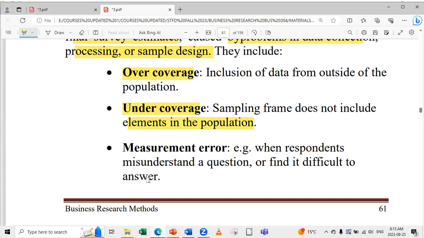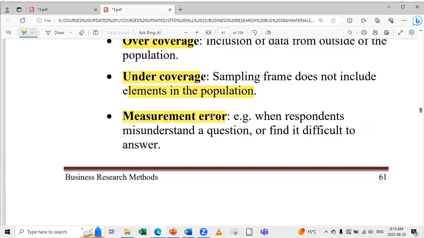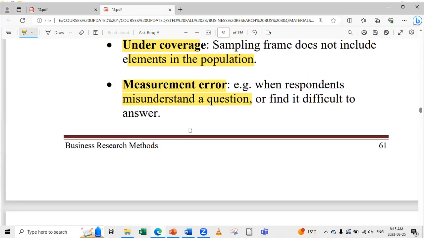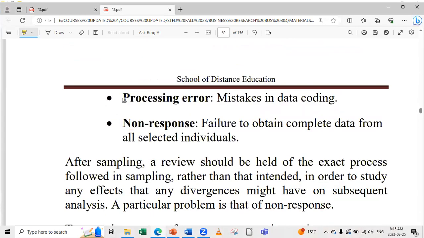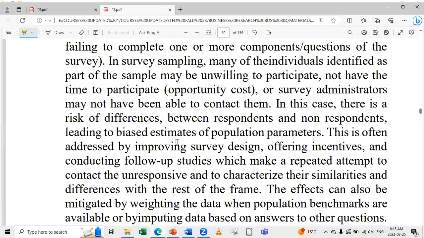It was missing. Third, measurement errors, when respondents misunderstand a question. So if a survey question is not understood, they give a wrong answer. Also, processing errors, which are mistakes in data coding, and non-response, the failure to obtain complete data from a selected individual. I will just stop here right now.